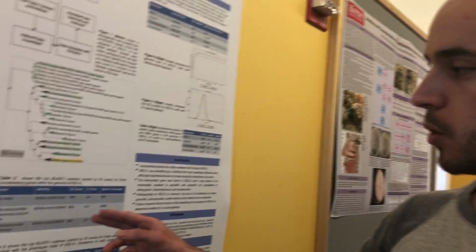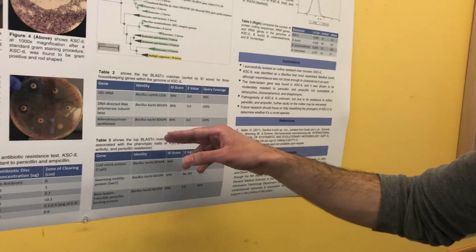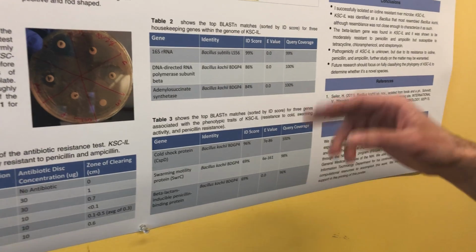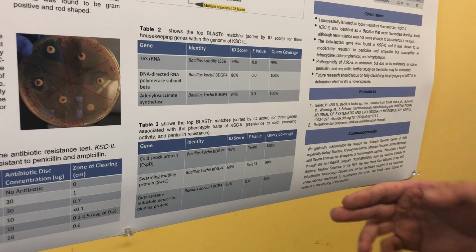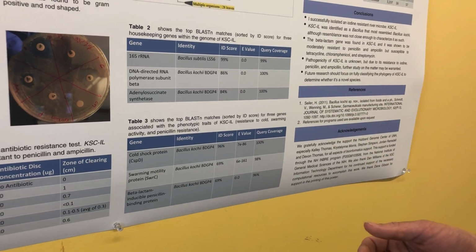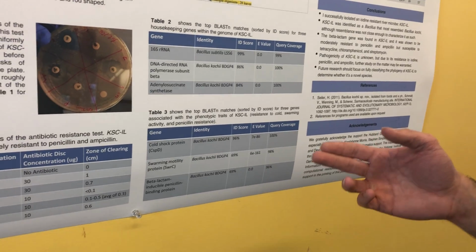So both of those matched with this organism called Bacillus koshi. The matches were all right, 86% for the DNA-directed RNA polymerase subunit beta and 84% for the adenylosuccinate synthetase. They're not great, but usually 95% is like the cutoff. But they came up with Bacillus koshi, and there are a few other genes I looked at that also came up with Bacillus koshi, so I was thinking at that point I might have Bacillus koshi.